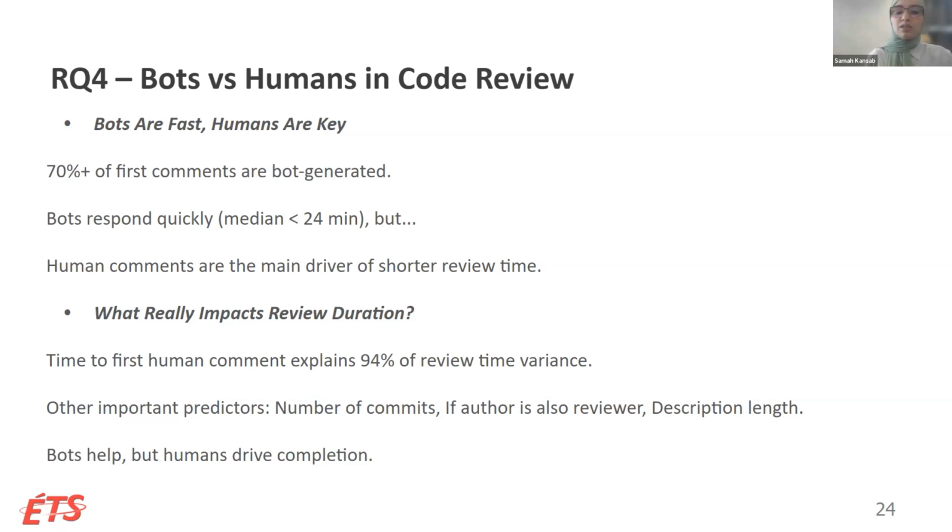There are other important predictors such as the number of commits. The more commits you have, the larger your changes are, which can take longer to verify. Also, whether the author is also the reviewer, because sometimes we see self-review. If you are the reviewer of yourself, sure, you will close the merge request in a few seconds because you don't need an external validation. We also have description length. The more you detail the description of your merge request, the more the changes are clear.